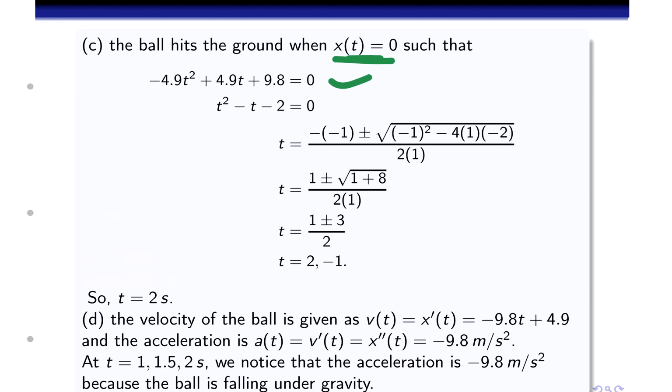You can say minus 4.9 is common, so you can divide through by minus 4.9. So you see, minus 4.9 cancels minus 4.9. So you have t squared, then plus 4.9 divided by minus 4.9, that's minus t. Then plus 9.8 divided by minus 4.9, that's minus 2, and that is equal to 0. So in this case now, this is a quadratic equation which you can solve using whatever method you know. Here I've chosen to use the formula method, which people call the almighty formula.